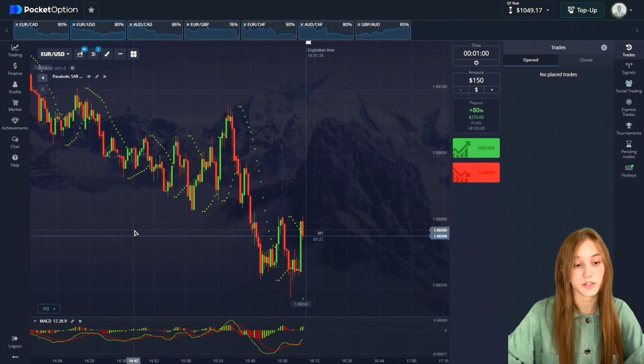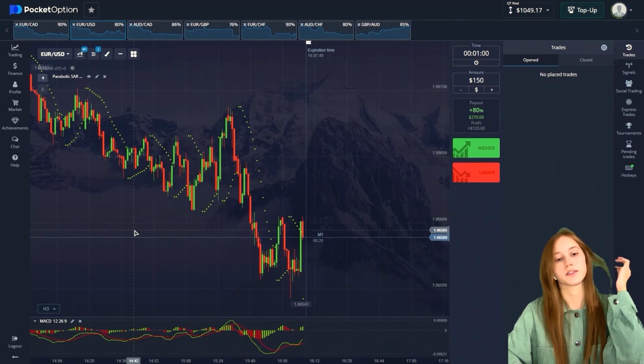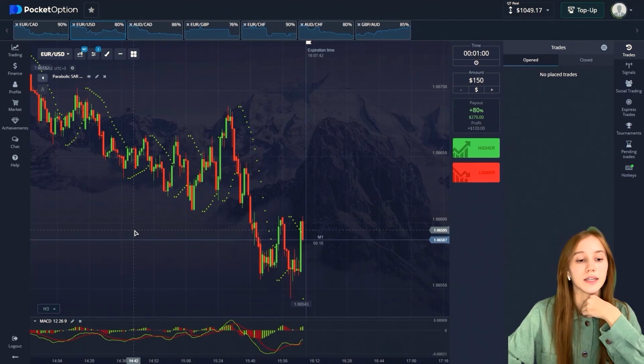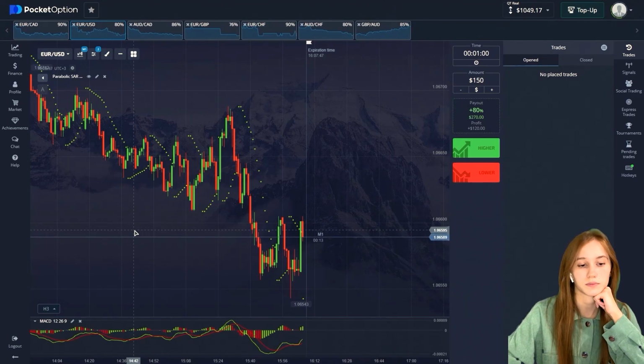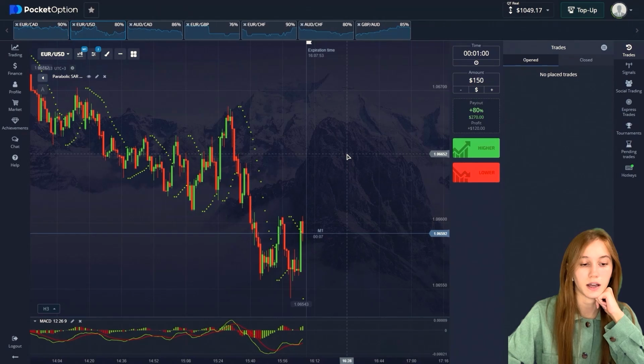Let's finish our trading session for today and summarize it. We increased our balance. The starting balance was $10 and now it's more than $1,000.